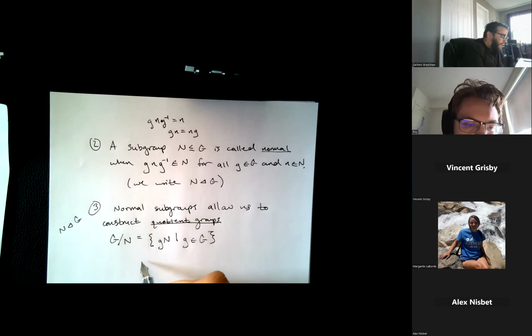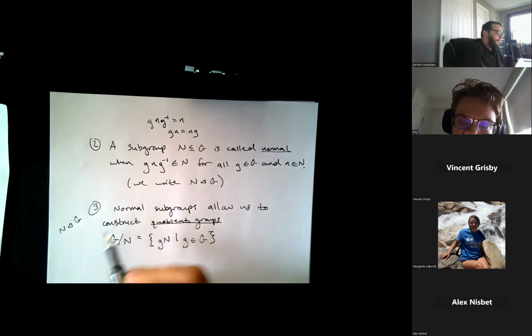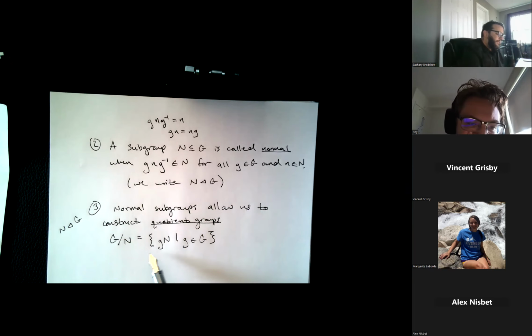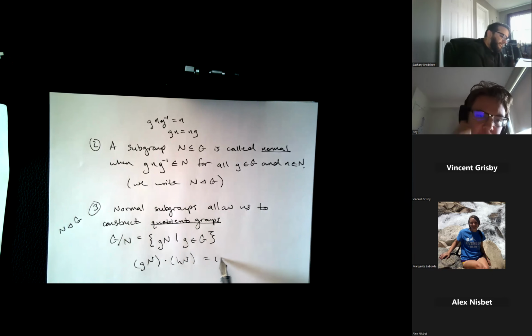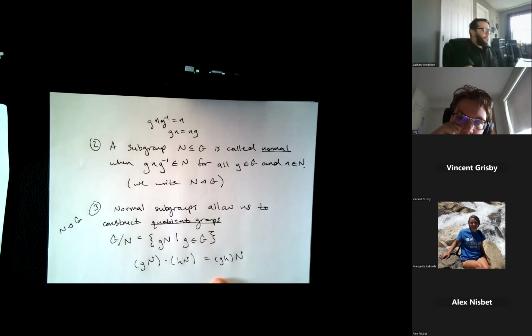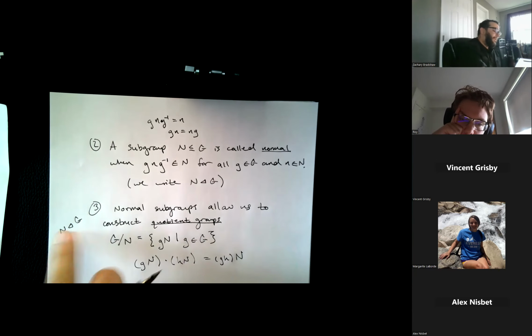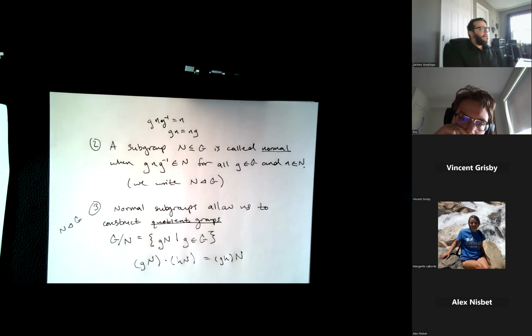And actually, I think this is an if and only if statement. I think that this structure, with the operation gN times hN equals ghN, so this is our operation, is a group if and only if the subgroup is normal.